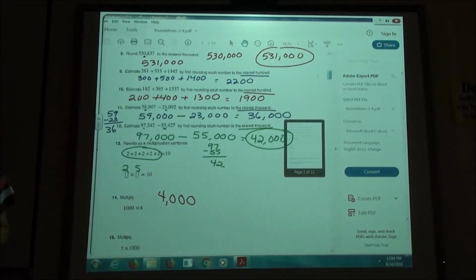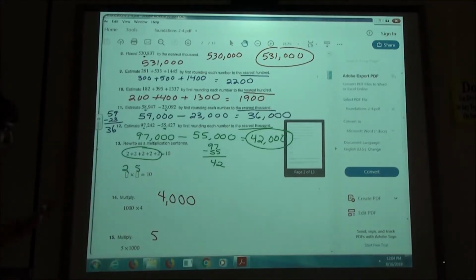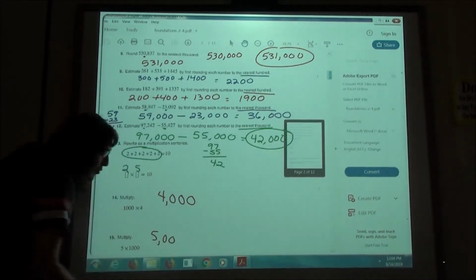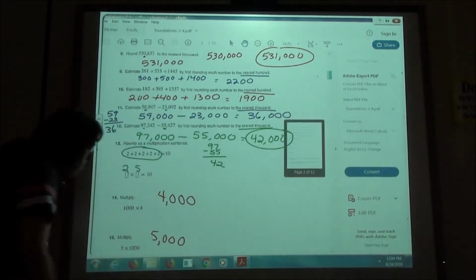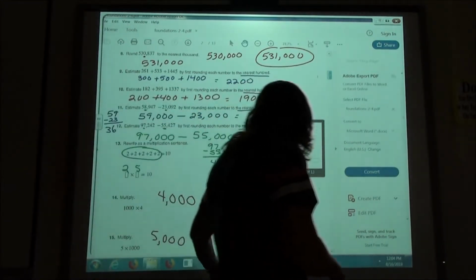Number 15, same kind of thing. I start with the 5, and I'm multiplying it by a power of 10. If I multiplied by 10, I would have 50. By 100, I'd have 500, but since I'm multiplying by 1,000, I have 5,000. So 4 times 1,000 is 4,000, 5 times 1,000 is 5,000. Wish you would add a little different number there.